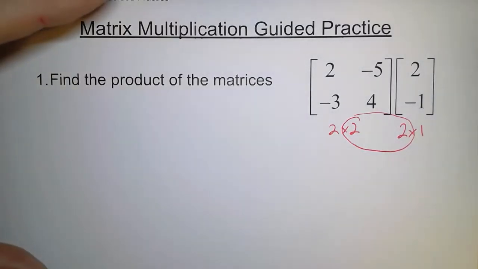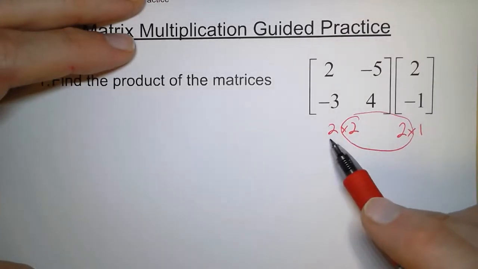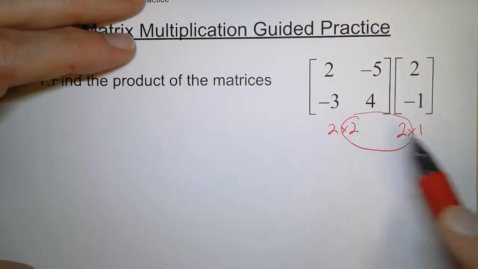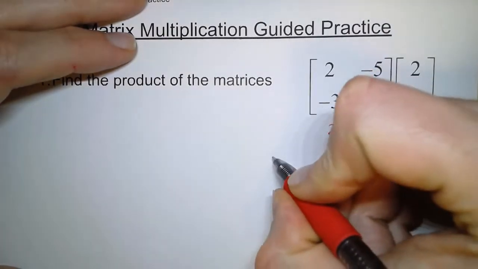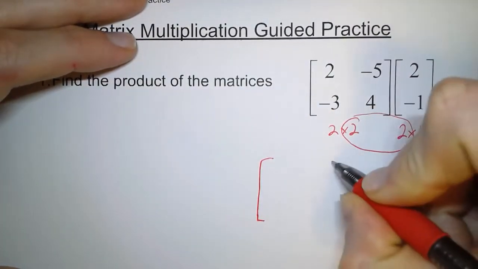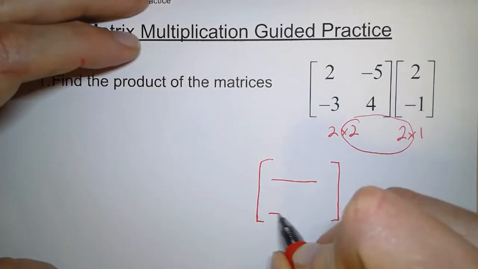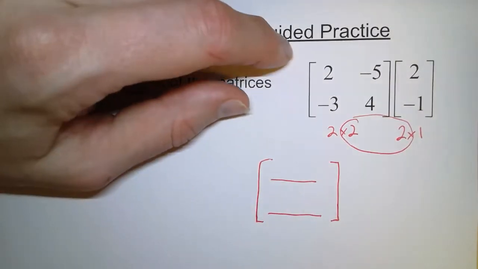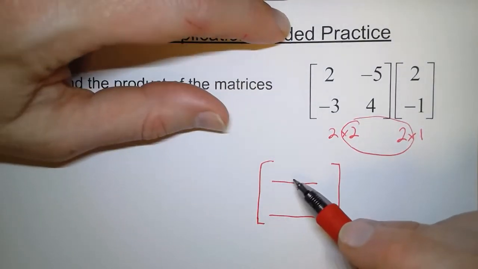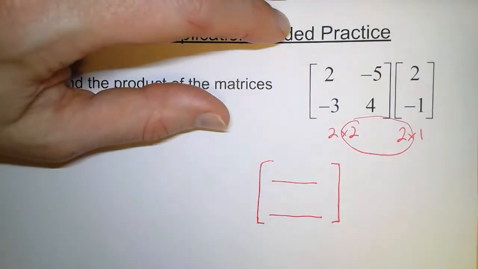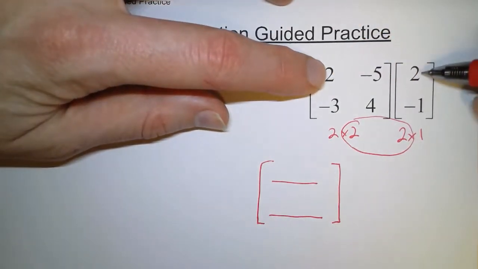And so our answer is going to be of the form of a 2 by 1. It's these two outer numbers. That's what our answer will be. So we have 2 rows and 1 column. So we have one number here and one number here. And so how do we calculate this? Well, this is the first row and the first column. So what we're going to do is multiply these numbers by these numbers.